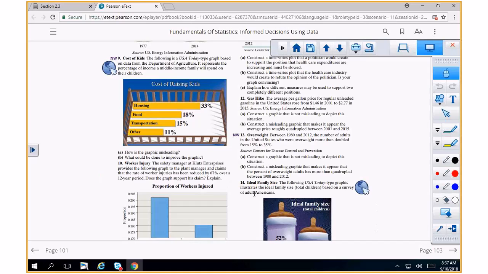What's wrong with that cost of raising kids? Doesn't equal 100. What does it equal? Let's see, 33 and 20, that's 53. That'd be 51. 66. 77.